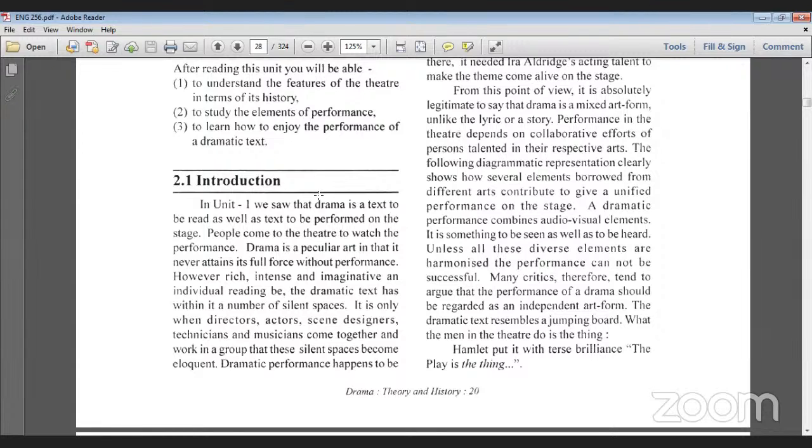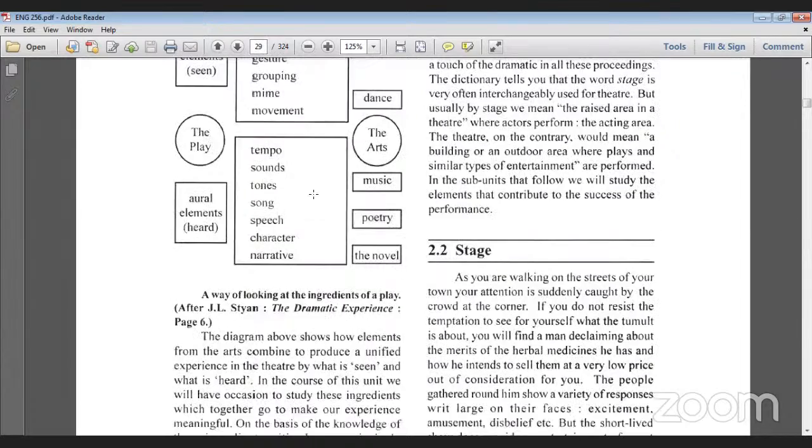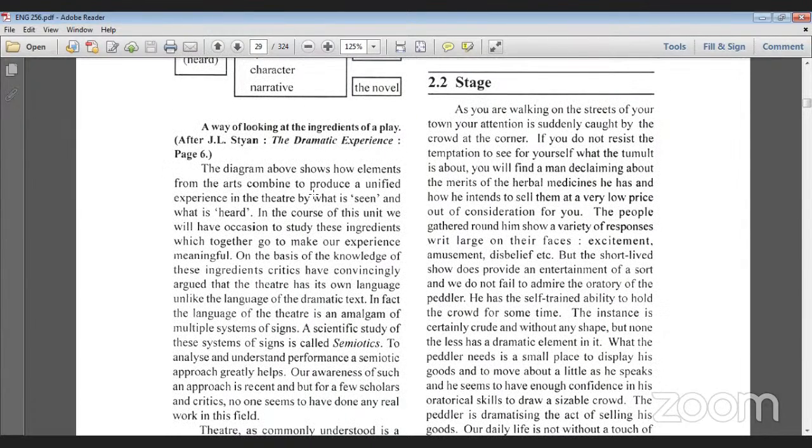In unit 1, we saw the drama in text. Further, we will go to the stage. First of all, we are doing unit number 2, theater and definition, page number 20.